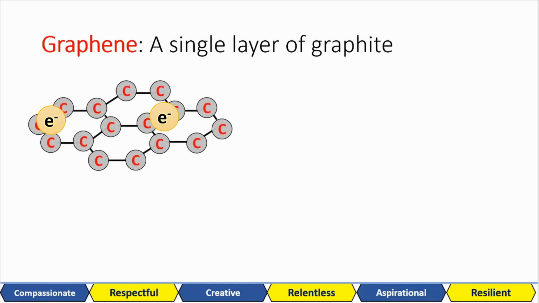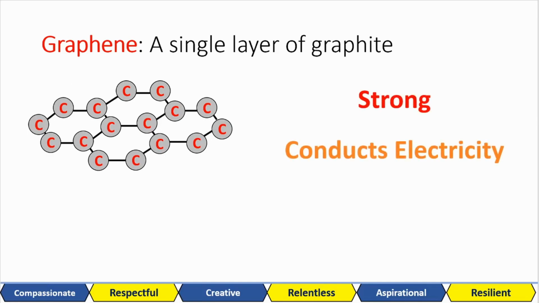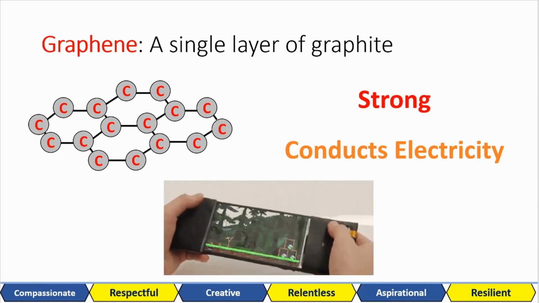Because graphene still has those delocalized electrons and it has those strong covalent bonds, it is both very strong and conducts electricity. This means that it can be used for phones that can actually bend and wrap around your wrist and all of that. But at the moment we can use graphene to make tennis rackets because it has a very high tensile strength, which just means that it doesn't break easily.